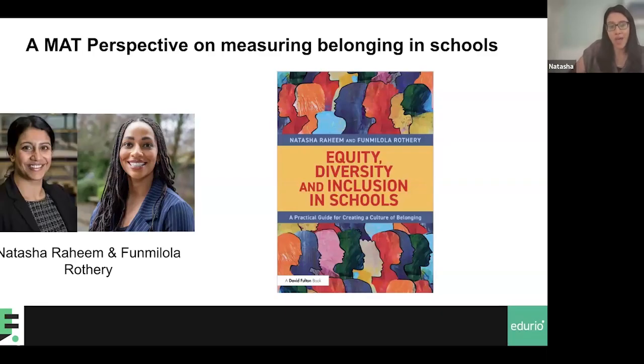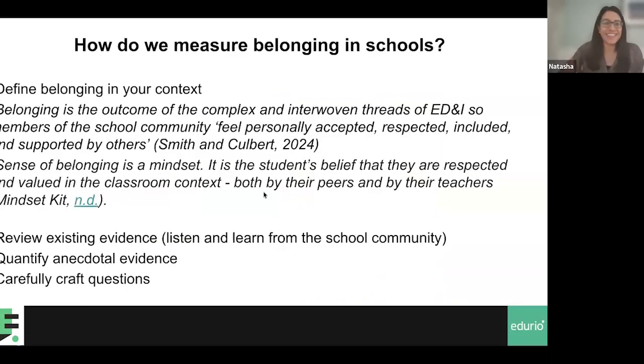So for us, one of the things which, Iona, could you go on to the next slide, please? Thank you. So for us, what was really important was to think about what belonging actually means in our context. And in the book, we draw on two different definitions of belonging. I'll just give everyone a few seconds to read through that.